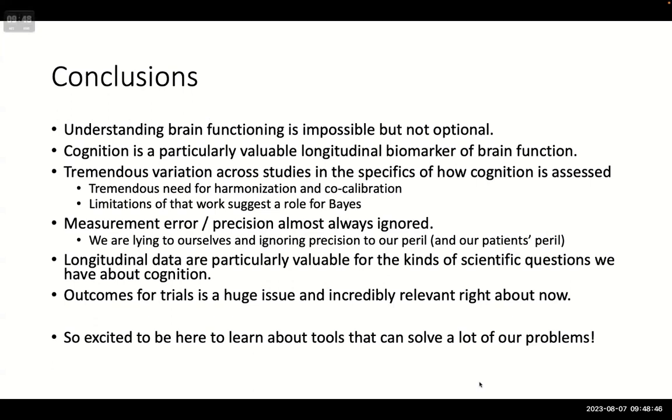Cognition is a particularly valuable longitudinal biomarker of brain function. And there's tremendous variation across studies in the specifics of how cognition is assessed. And there's tremendous need for harmonization and for co-calibration. And the limitations of that work that I'm very familiar with really suggest a potential role for Bayes in that space. And measurement error and precision is almost always ignored in the work that we do.